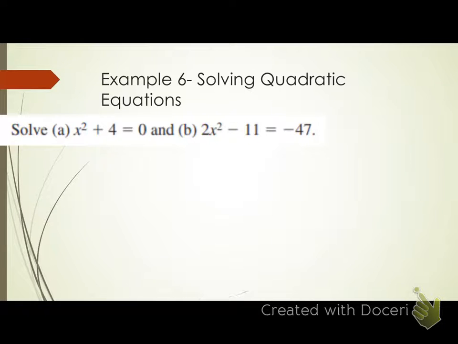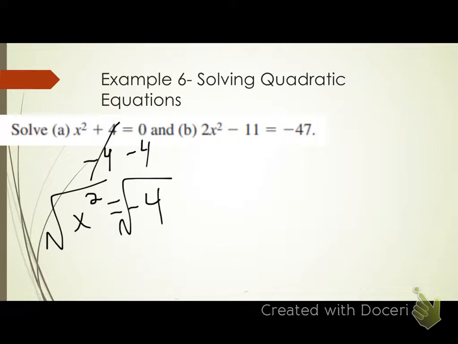So letter A wants me to solve it. x squared plus 4 equals 0. I'm trying to get x by itself, so I need to subtract 4 from both sides first. That gives me x squared equals negative 4. Now I can take the square root of both sides. I get x equals, don't forget that plus or minus sign.